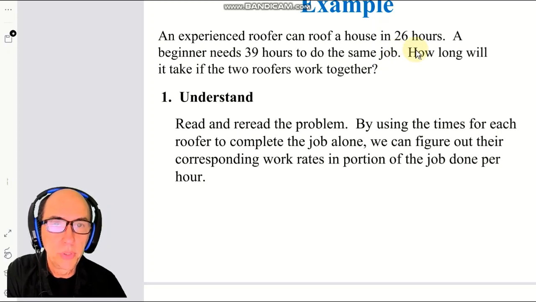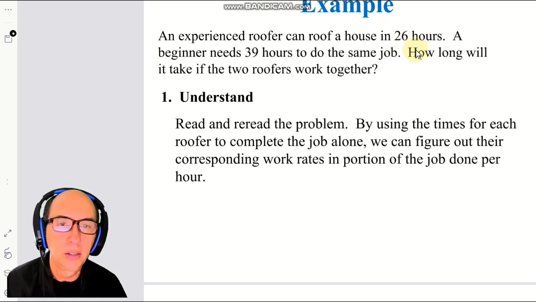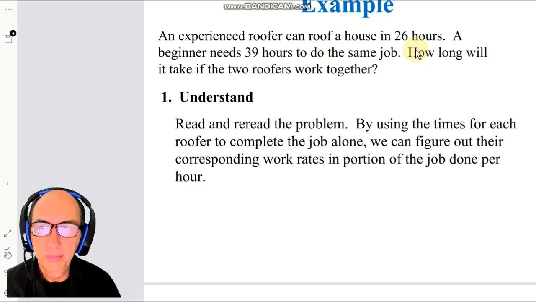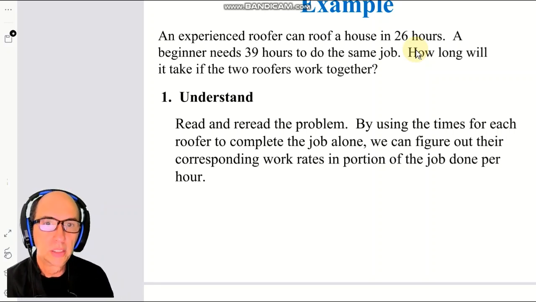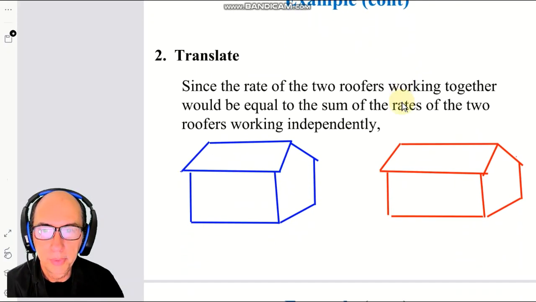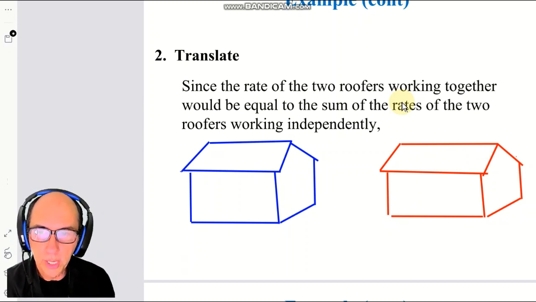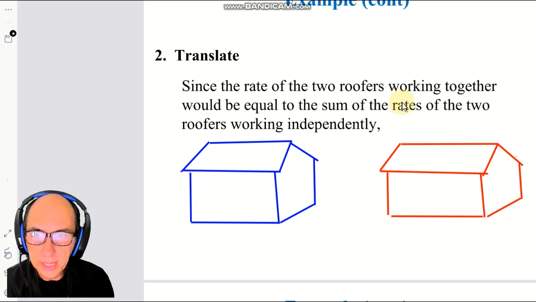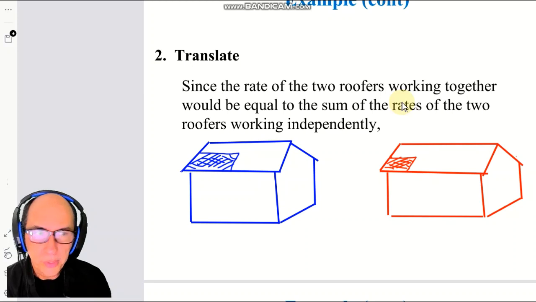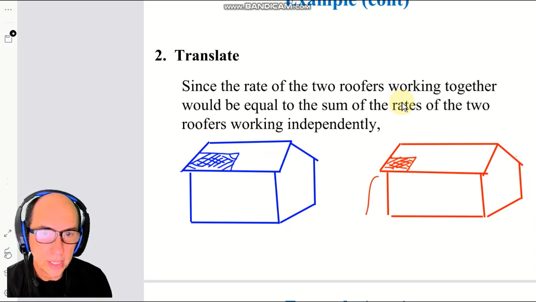If they work together, we expect the work to be done in, what do you think, more than 26 hours or less than 26 hours? Of course, if the beginner helps the experienced roofer, it is going to be less, right? It will take less than 26 hours, it will be quicker. And let's think something here. If the experienced roofer works alone, he will complete, let's say, this amount of roof in 1 hour. If the beginner works alone, of course, he will complete less of the roof.